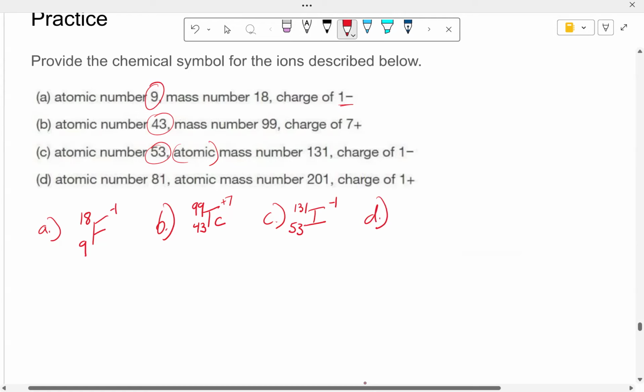And then letter D, the atomic number is 81. That corresponds to the element thallium, Tl. And so the atomic number goes lower left, mass number goes upper left, and then the charge goes upper right.